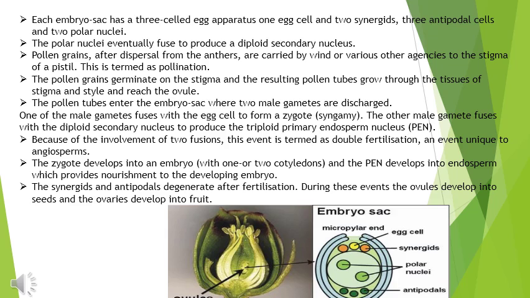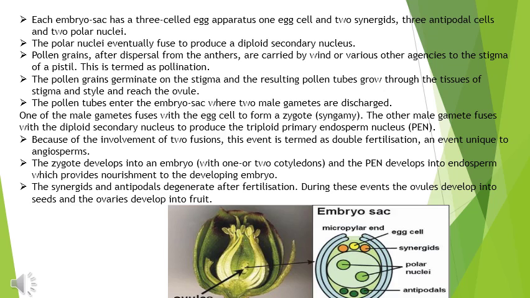What is the function of the synergid cells and the antipodal cells? Synergid cells help in the entry of the pollen tube, whereas the antipodal cells provide nutrition in the embryonic stage. Okay, whenever the pollen grain, after the pollination process, means when it gets transferred from anther to stigma by various agencies.